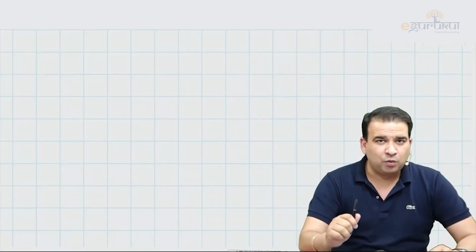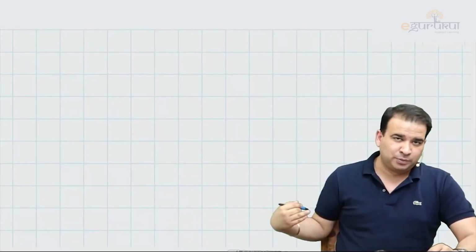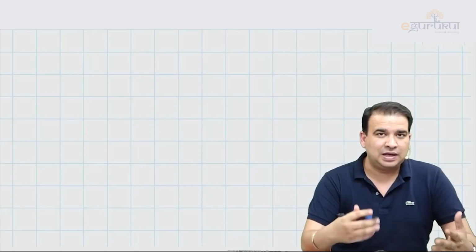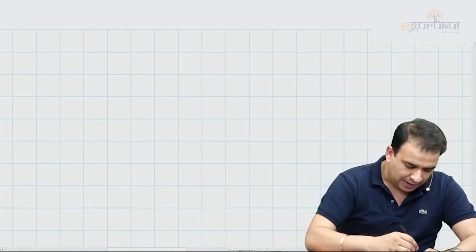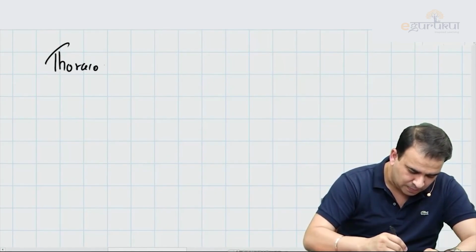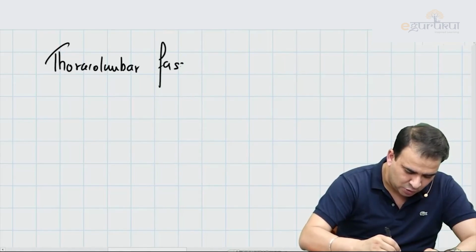Continuing in the abdominal wall, from the anterior, if I shift to the posterior abdominal wall, there is one important fascia that we should know about, which will help in other topics as well. And that is the thoracolumbar fascia.